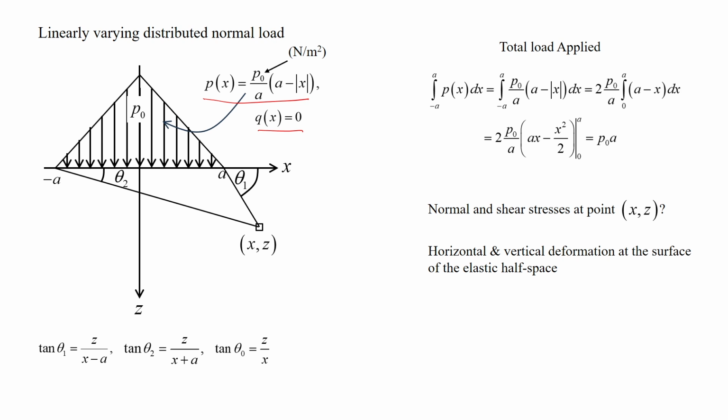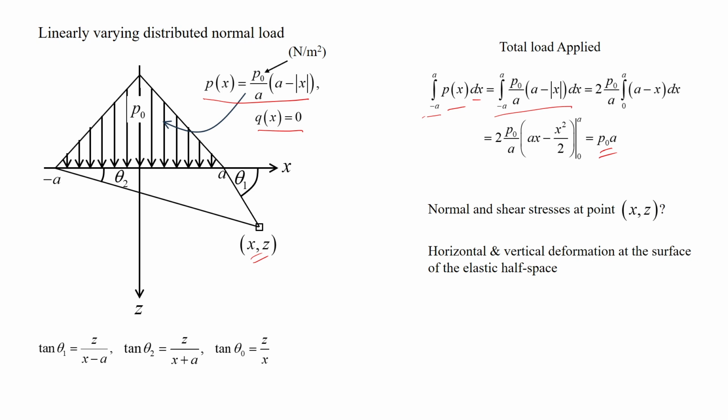So, let us say we want to find out what is the total load that is to be applied. Over here, p x into d x is all you have to find out, and you have to integrate it from minus a to a. This is easy to do, and this is actually twice the integration from 0 to a of p 0 by a into a minus x, and it comes out to be p 0 into a. We can easily say that from the area of this shaded area as well, it is p 0 into a. Now, let us say that for this kind of pressure distribution, what are the stress components at a point x, z inside the elastic half space.